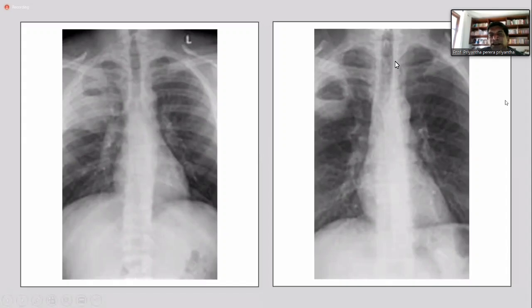Amphoric breathing, and there is whispering pectoriloquy. When you whisper, you can hear it very clearly. So those are the physical signs you see on auscultation of the chest. Okay.